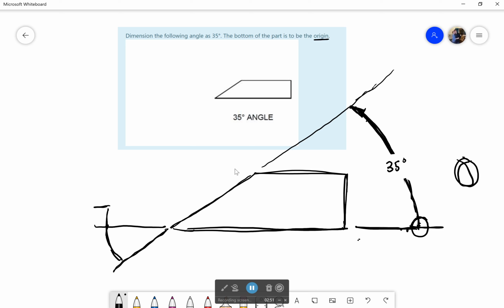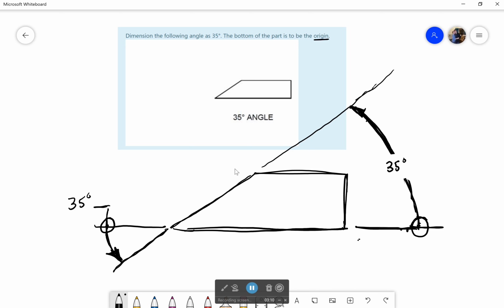This is too small for me to put it there, at least not nicely. So look at my 35 degrees right there. My arrowhead. And then my origin symbol. So either way it would work. You would not do both. You would not need to do both.